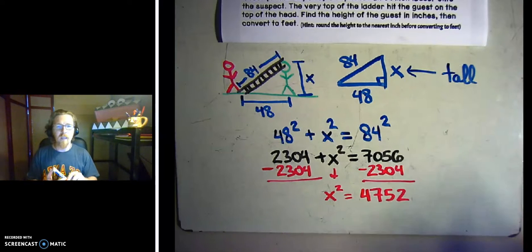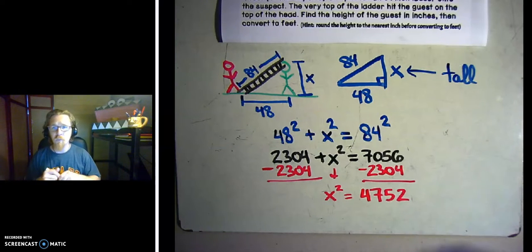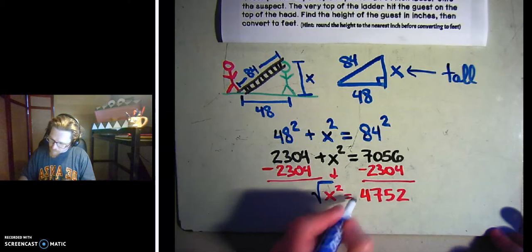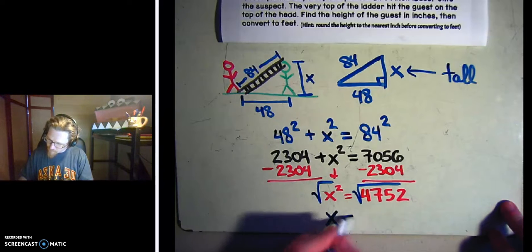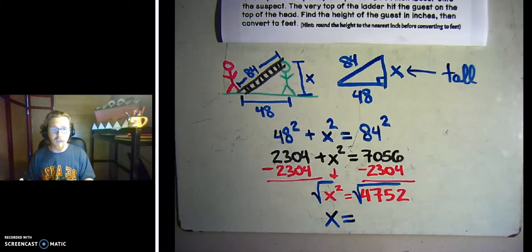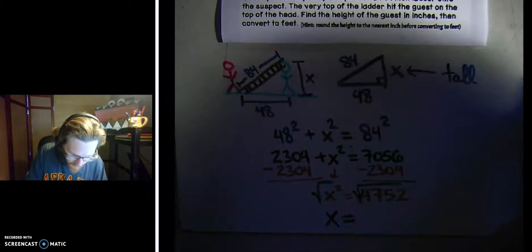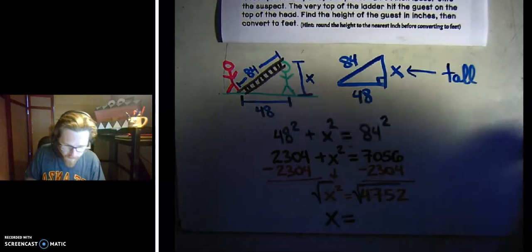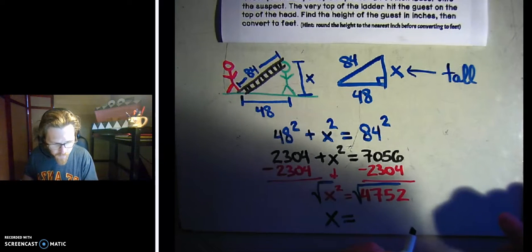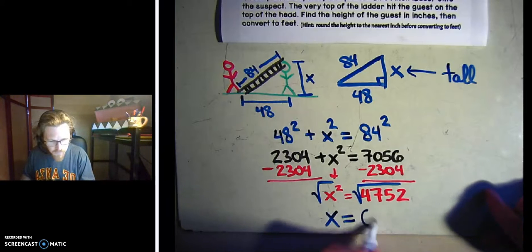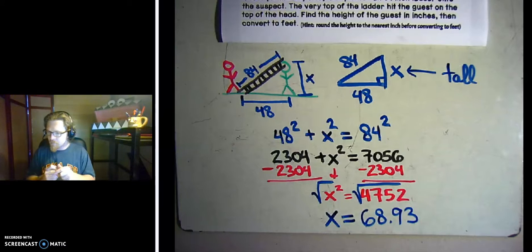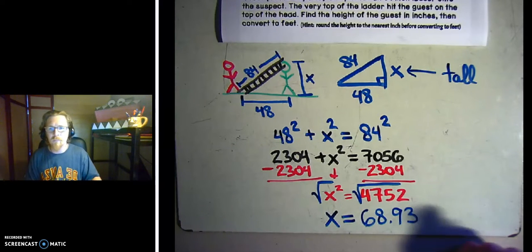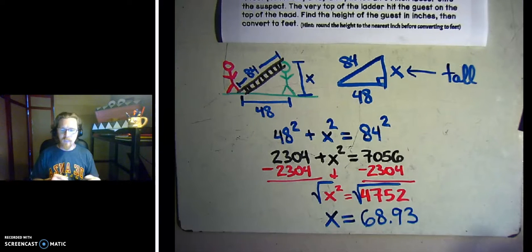The last thing to get what x is, we don't want x squared, we just want x. So I'm going to take the square root of both sides. Square rooting x squared gives me the x. Remember, x represented how tall this guy was, and the square root of 4,752 is 68.93. So I have x equals 68.93.